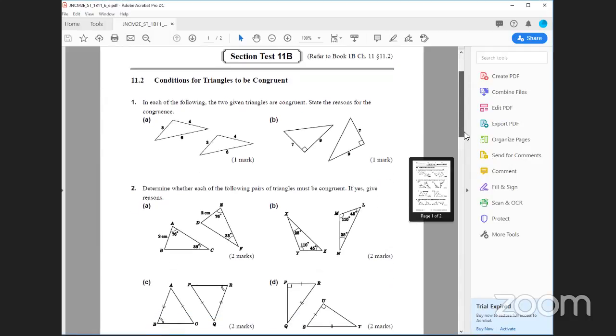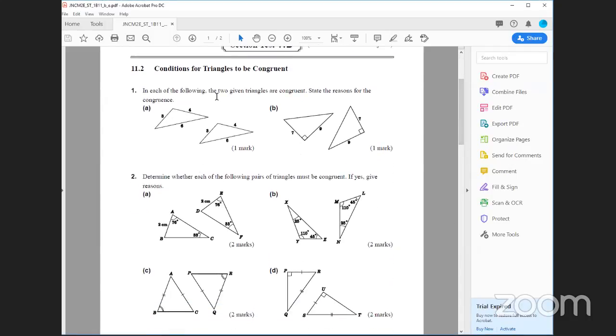In each of the following. So, Miss Lam, I am late because I am having lunch. Okay, get some paper and then do the exercise now. I need you all to hand in the exercise immediately after this lesson.